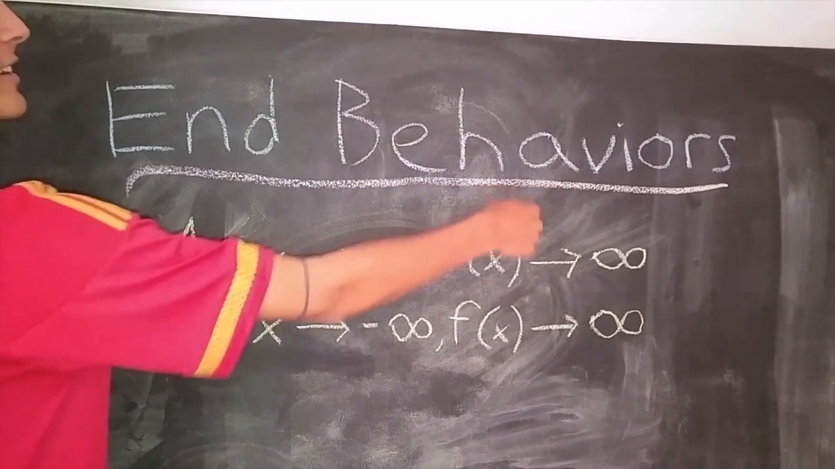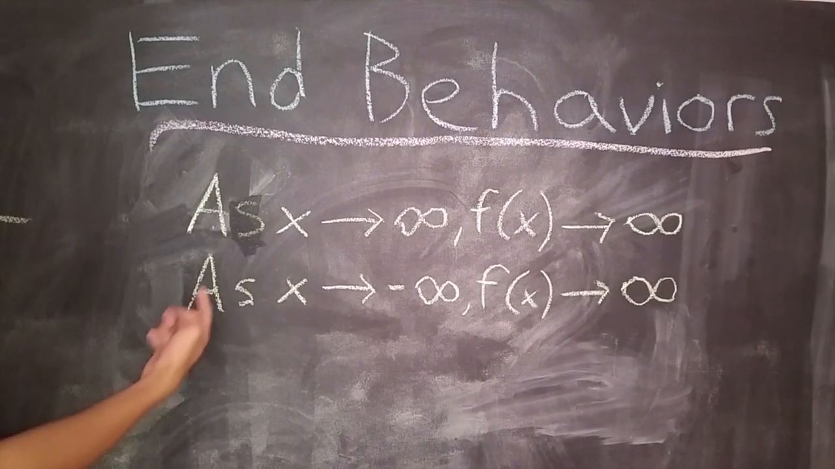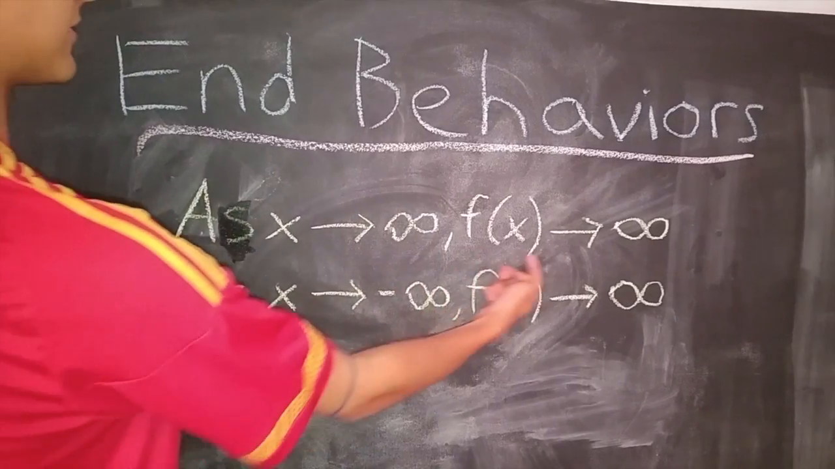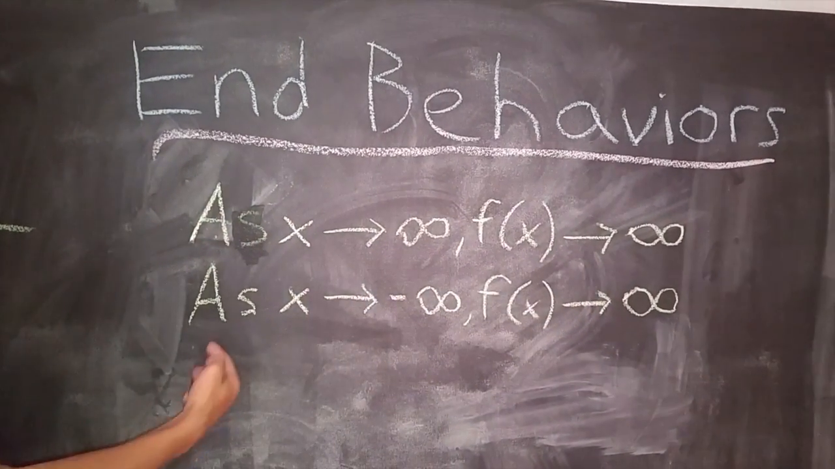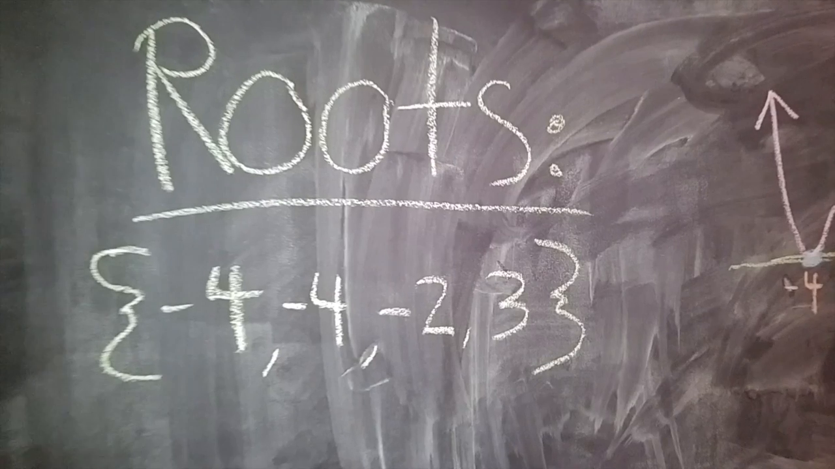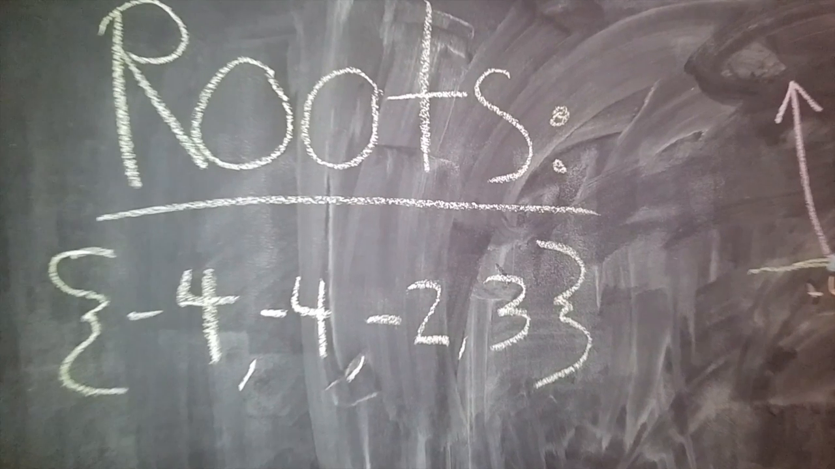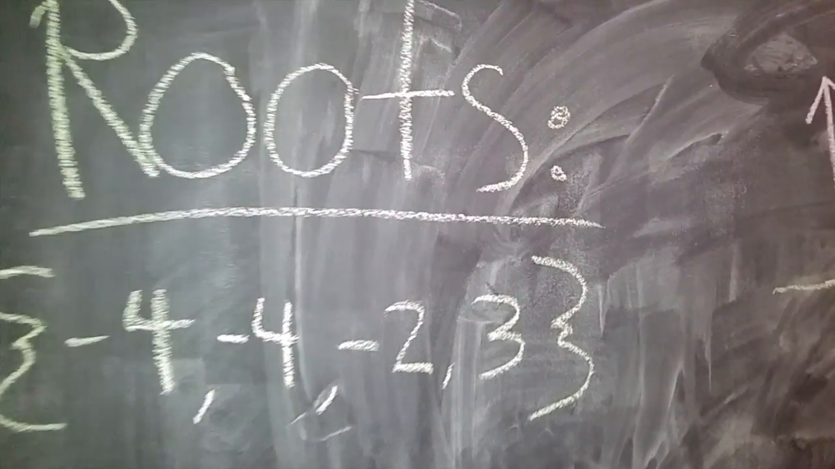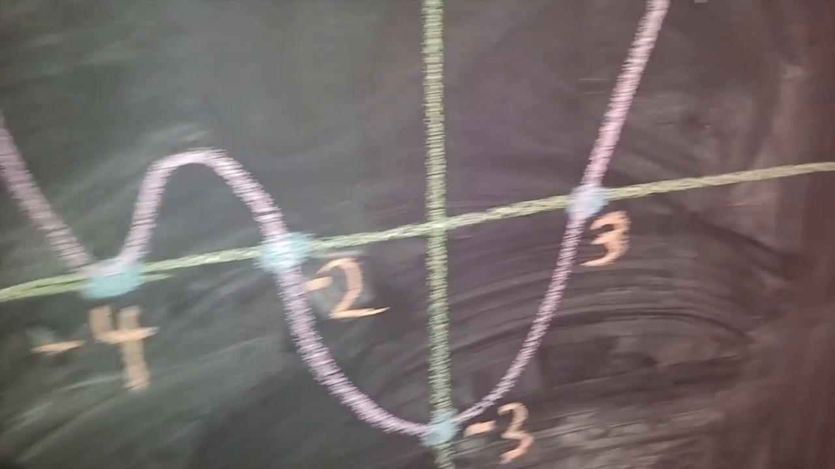So pretty much, we're going to go back to review our end behaviors for our graph. So as x approaches infinity, you know f of x also approaches infinity. And as x approaches negative infinity, you know that f of x also approaches infinity. Alright, let's get it. So here we can see that for our roots, we got two -4s, a -2, and a 3. And here we can see where they're positioned on our graph on our x-axis.